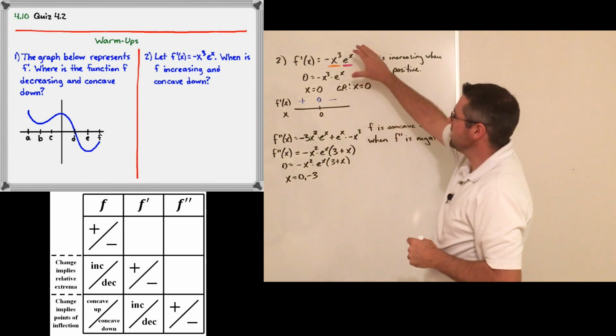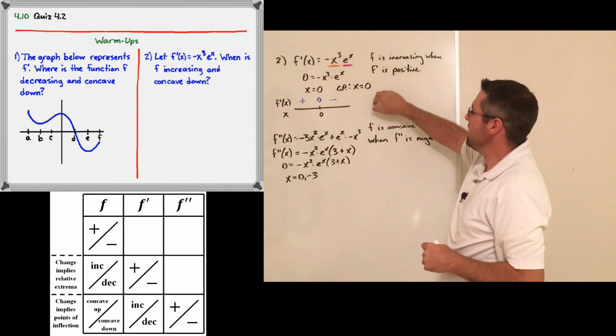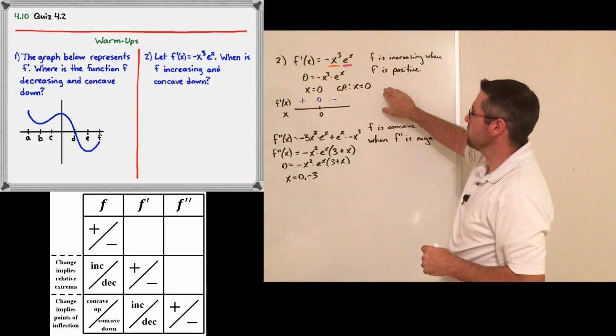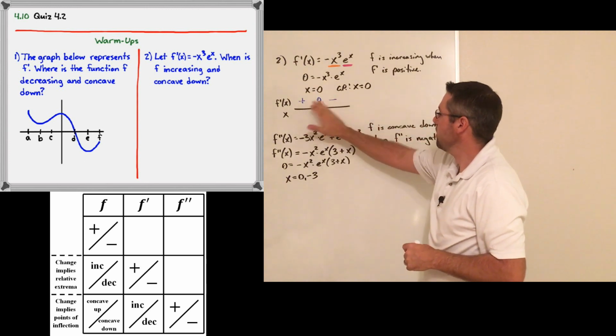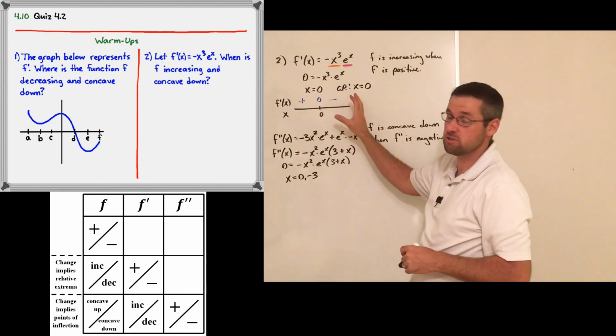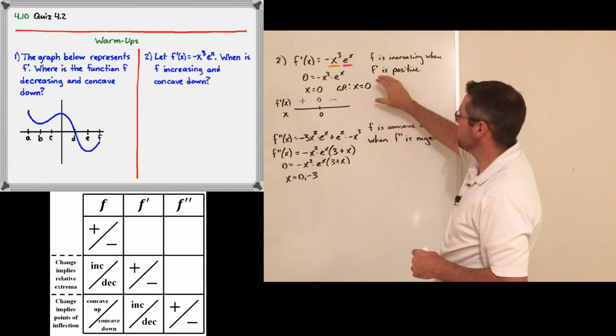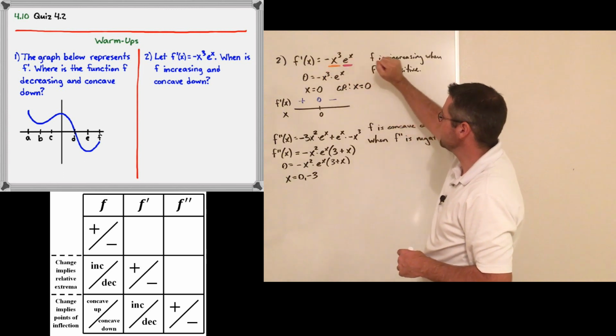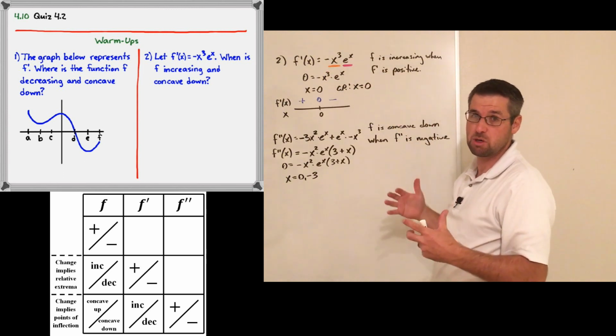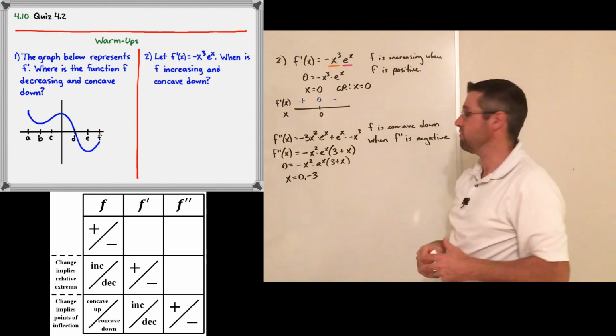If I had a place where f prime does not exist, then I would also want to list those points as critical points and check to see if there's any sign changes around those points as well. So just be careful with that. And the reason we don't have a point where f prime does not exist is because we're not dividing by 0 or taking the square root of a negative number.